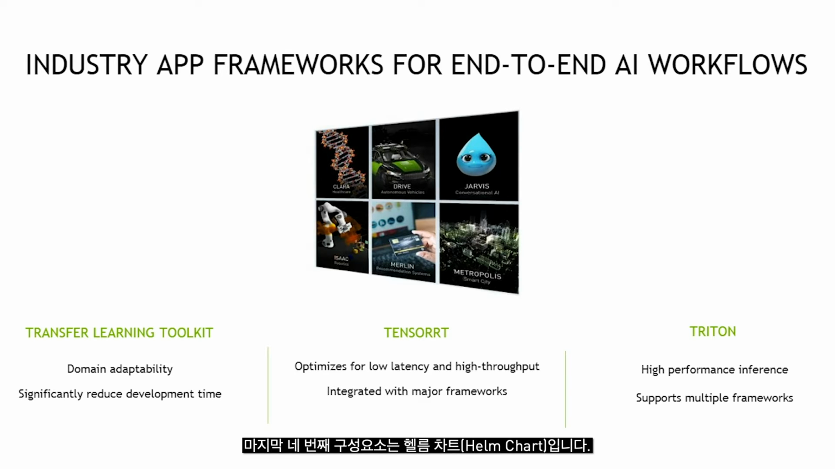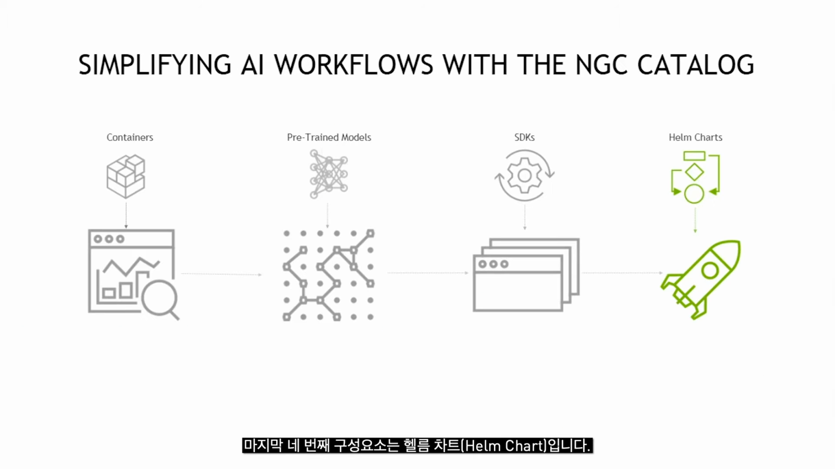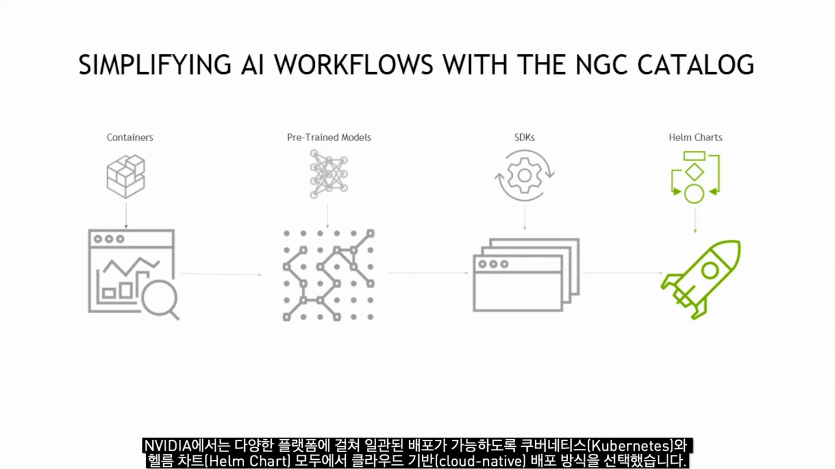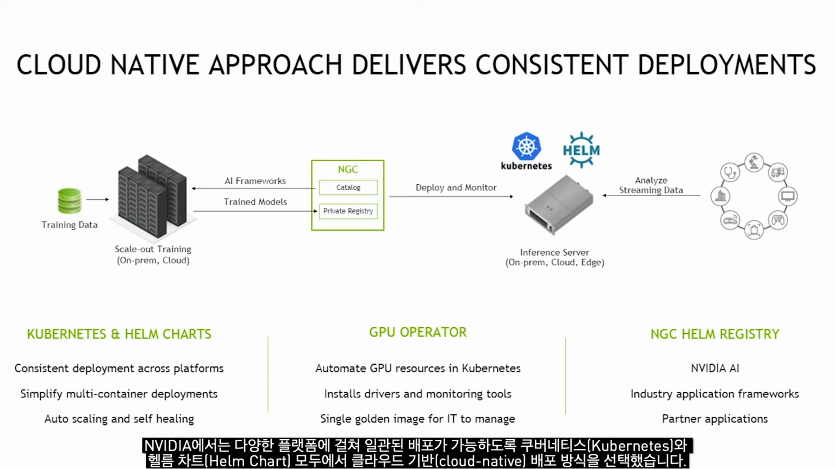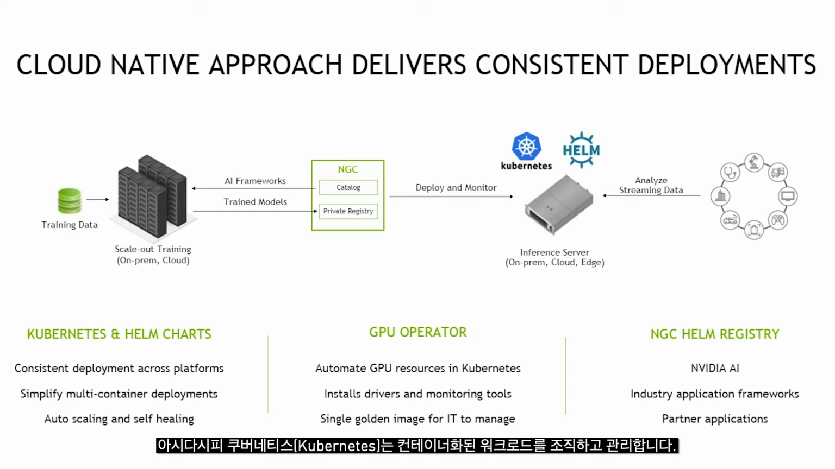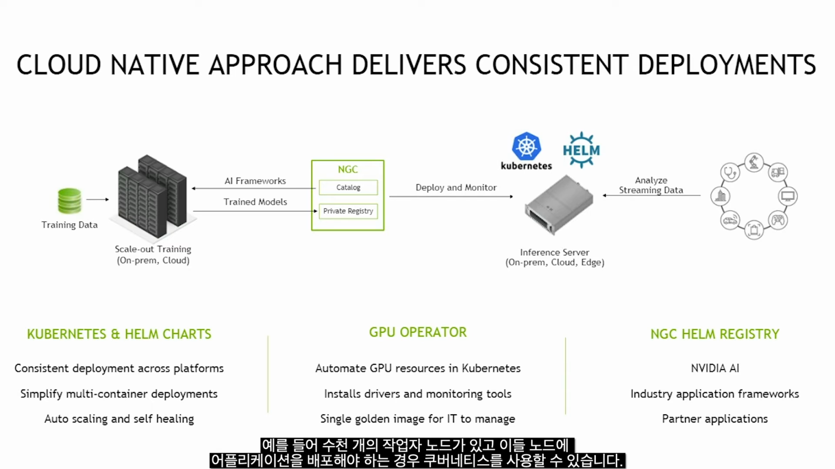And finally, the fourth artifact I want to talk about are the Helm charts that are available. And what we've done with our approach here, to enable consistent deployment across platforms, we're bringing a cloud-native approach across Kubernetes and Helm. So as you may be aware, Kubernetes orchestrates and manages containerized workflows. So for example, if you have thousands of worker nodes and you want to be deploying your application on those, then you can use Kubernetes to be able to do that.